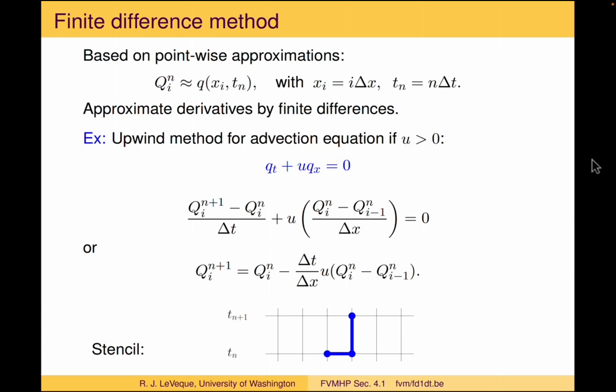And the natural thing about finite differences is that if we assume q is a smooth function, then we can use Taylor series expansions to figure out how accurate these approximations to the derivatives are. And if things are nice and smooth, you can expect that this will converge to the right solution as you refine the grid under certain stability conditions that we'll look at later.